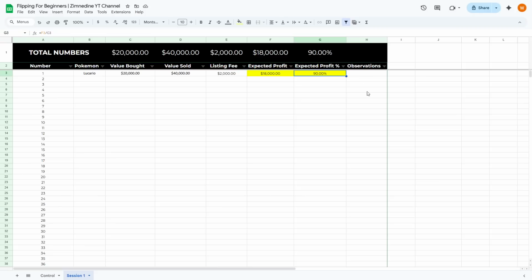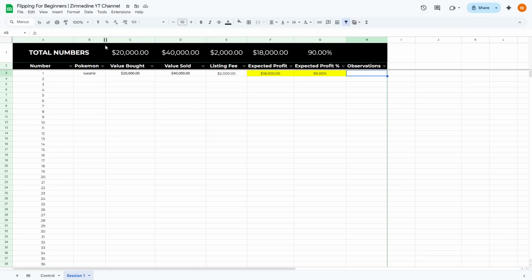I also put here an observation column, so you can say that it is something like a breeder, or you can say that it has 20 plus IVs on defenses. Anything you want, you can write it here, and it's great for you to train.